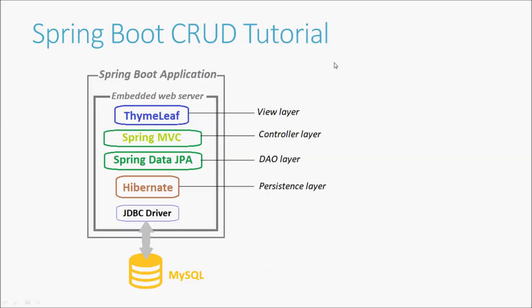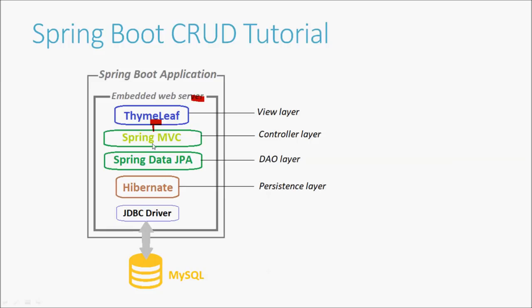First, let's review the architecture of the sample project we are going to build in this video tutorial. We are going to create a Java website application based on Spring Boot technology. Spring Boot makes use of an embedded web server, which is Tomcat by default. And in the view layer, we use Thymeleaf as a templating technology to simplify the coding of the web pages. Thymeleaf is similar to JSP and JSTL, but it is simpler and more powerful.